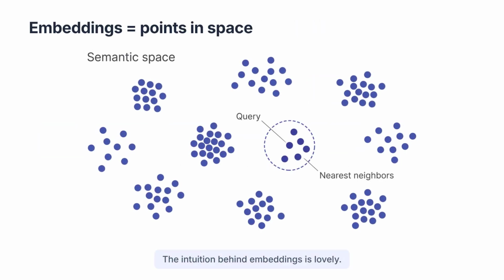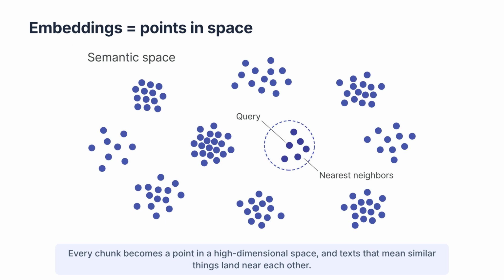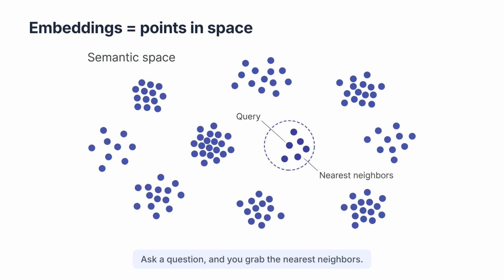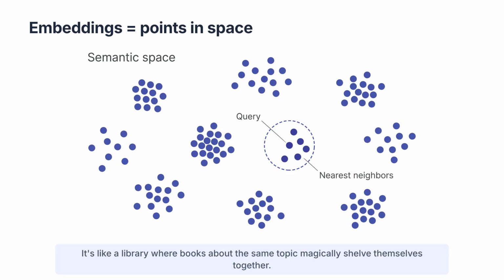The intuition behind embeddings is lovely. Every chunk becomes a point in a high-dimensional space, and texts that mean similar things land near each other. Ask a question and you grab the nearest neighbors. It's like a library where books about the same topic magically shelve themselves together.